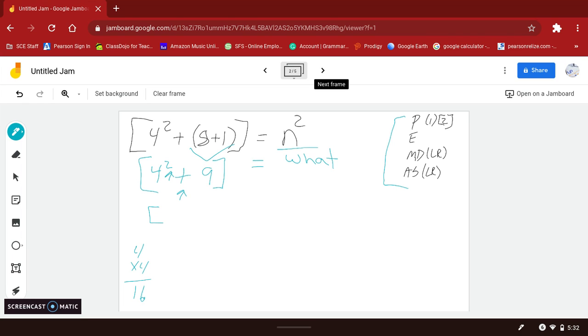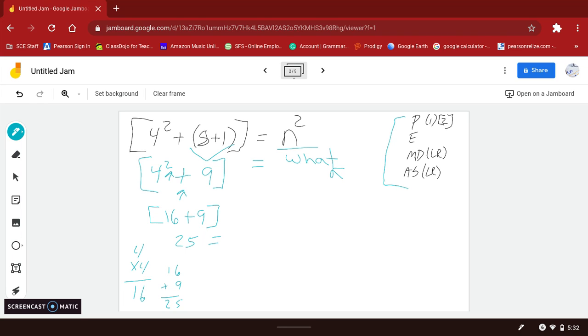So our new problem is 16 plus 9. And then 16 plus 9 is 25. So our answer is going to be 25. That's our left side. All right. So now we can go over to this right side, which is our what.